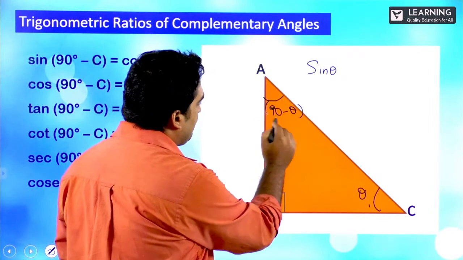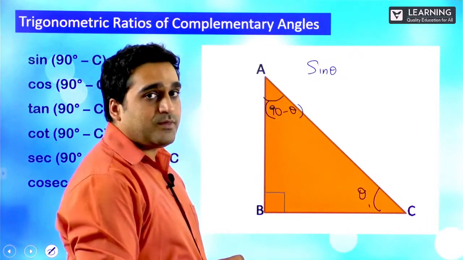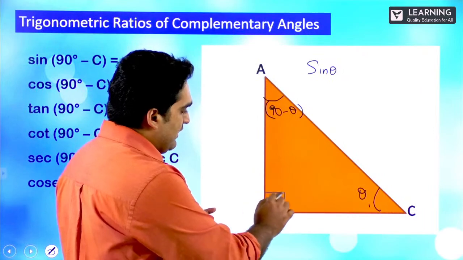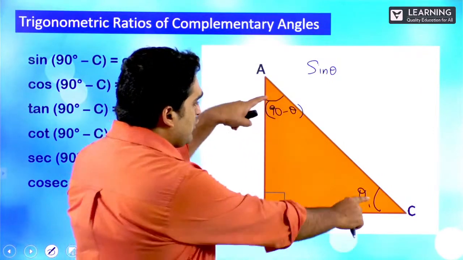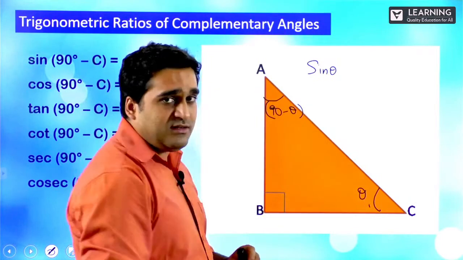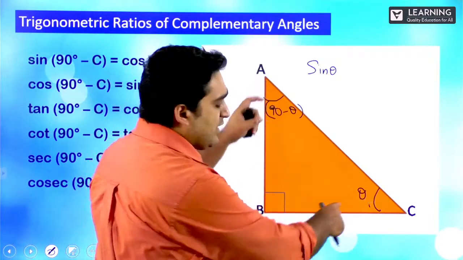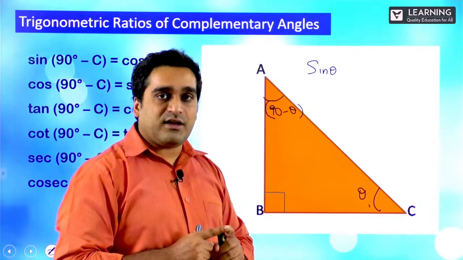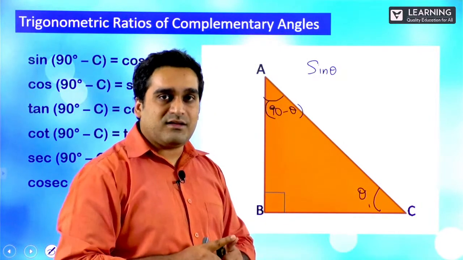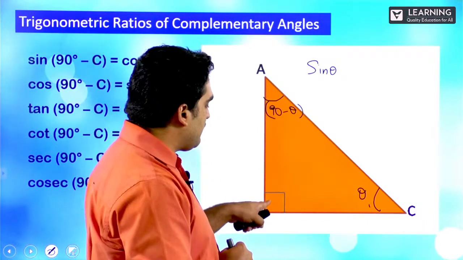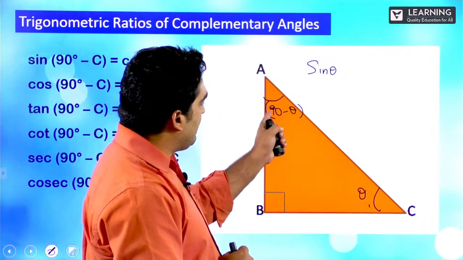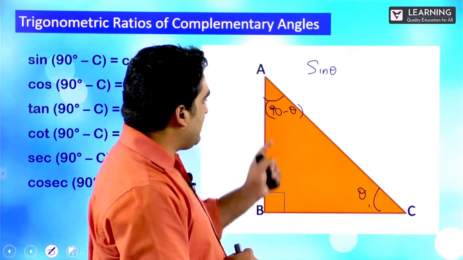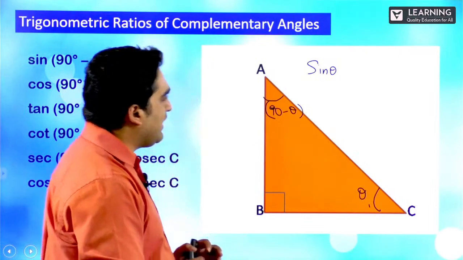So this angle would be 90 minus theta. Why would this angle be 90 minus theta? That's because you see one of the angles is 90 degrees. So the sum of these two angles should be 90 degrees. Why should the sum of these two angles be 90 degrees? Because the sum of all the interior angles of a right angle triangle, or any triangle, is 180 degrees. So out of that, 90 degrees is already mentioned, so the remaining two should add up to 90. One is theta, the other is 90 minus theta.